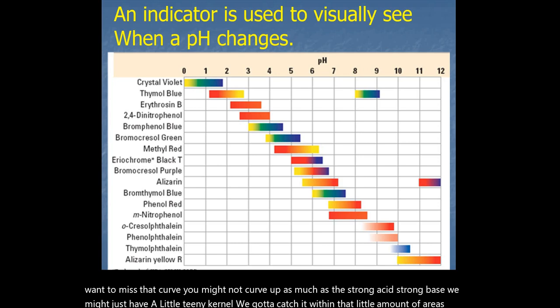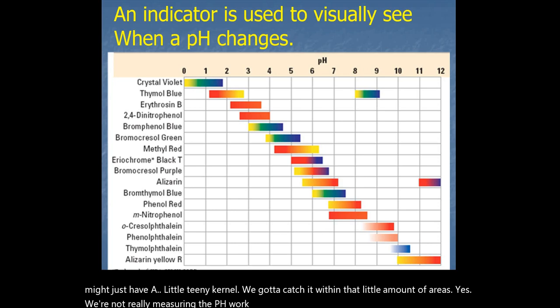Yes? So is a titration like another way to measure the pH level? We're not really measuring the pH. We're using the pH to tell us when things are equal. Oh, it's like an equilibrium.